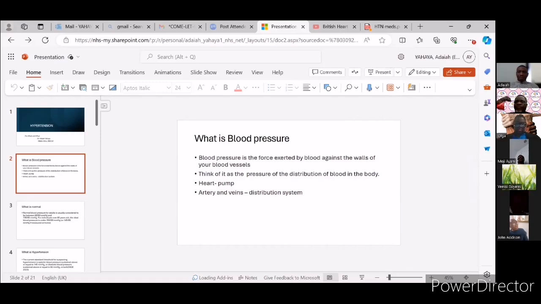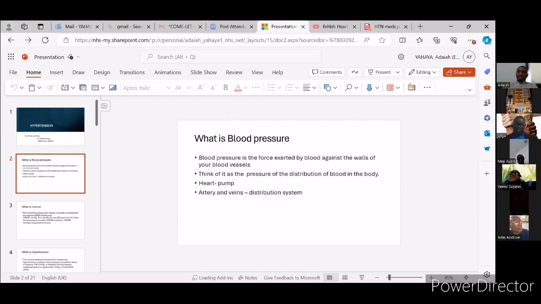To be able to do that, we have to understand what blood pressure is. What do we mean when we talk about blood pressure? Because that's what hypertension revolves around. I like to use an analogy of a water system, which I'm sure we're familiar with. We've got a central point, it could be your tank or your reservoir, that pumps the water out, and this water goes through pipes to different homes.